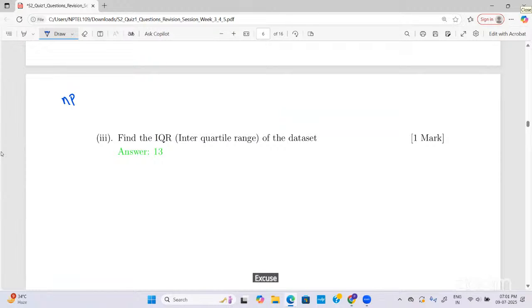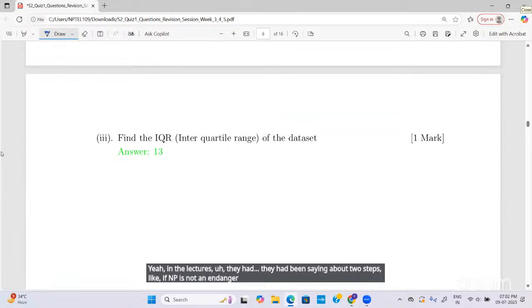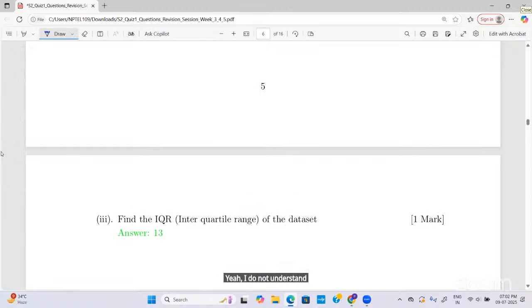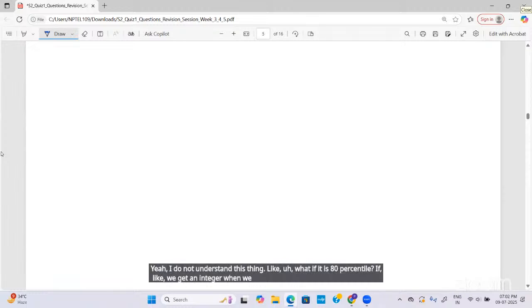Excuse me, can you hear me? Yes. In the lectures, they had been saying about two steps. Like if NP is not an integer, then the smallest integer greater than that will be that element. And also, if it is an integer, then NP and NP plus 1 are added and divided by 2, like taking the mean. I do not get that concept well. Like, what if it is the 80th percentile, and we get an integer when we do NP?